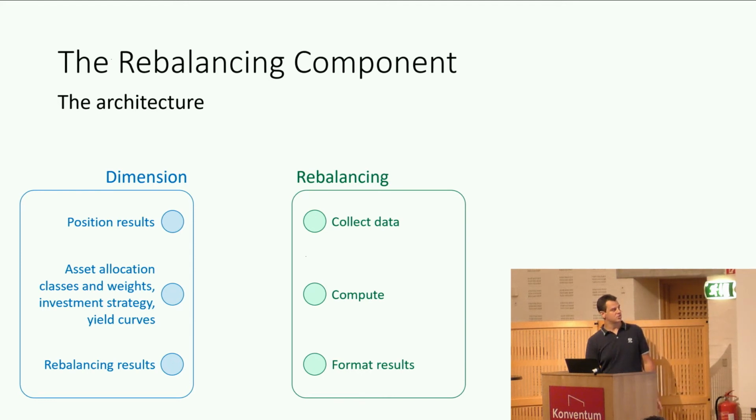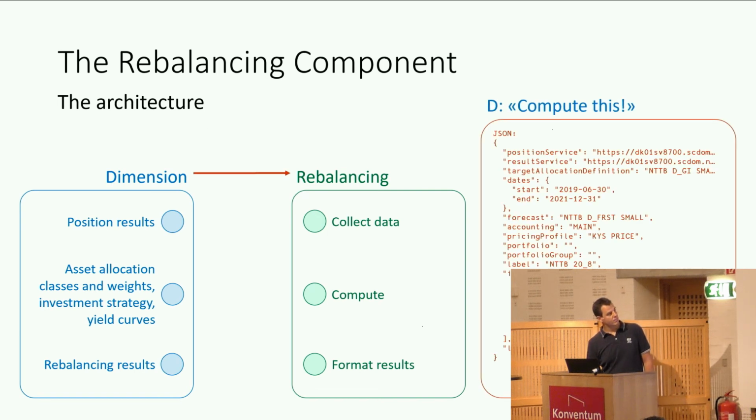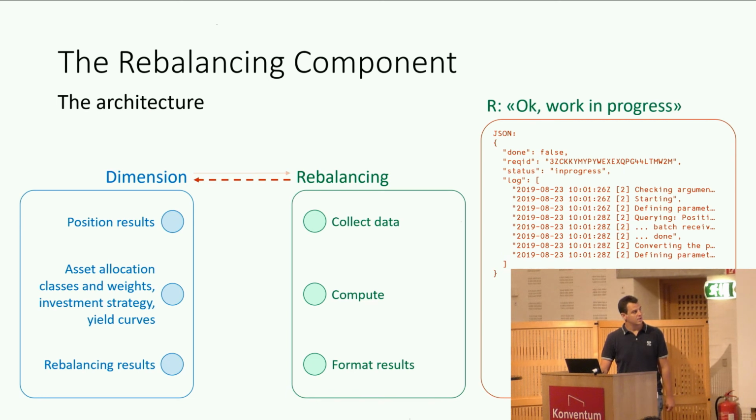So whenever Dimension has finished calculating its position results, it sends a request to the rebalancing, asking to perform the calculation based on some parameters and give back the result. Among the things that are passed to the rebalancing service are, for example, where to find the position results, where to post the final results of the rebalancing, the dates, and some other parameters needed to access the information from the rebalancing side to do the computation. The rebalancing answers back instantaneously, saying okay, request received, I'm working, the status is in progress, and I'll give you a request ID so that you can ask me later if I'm done or not.